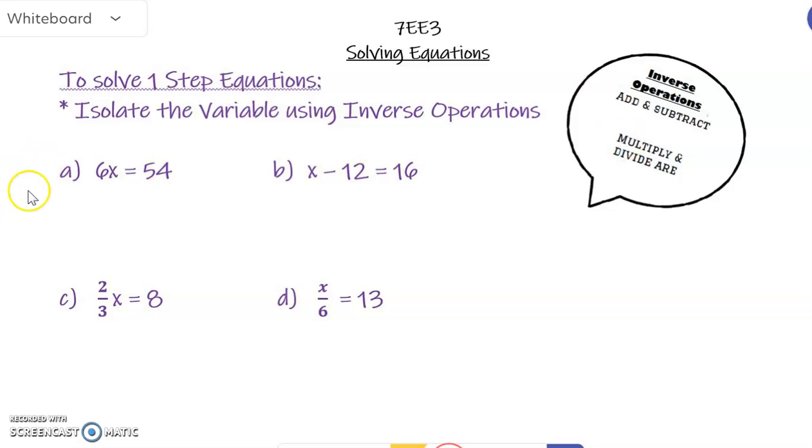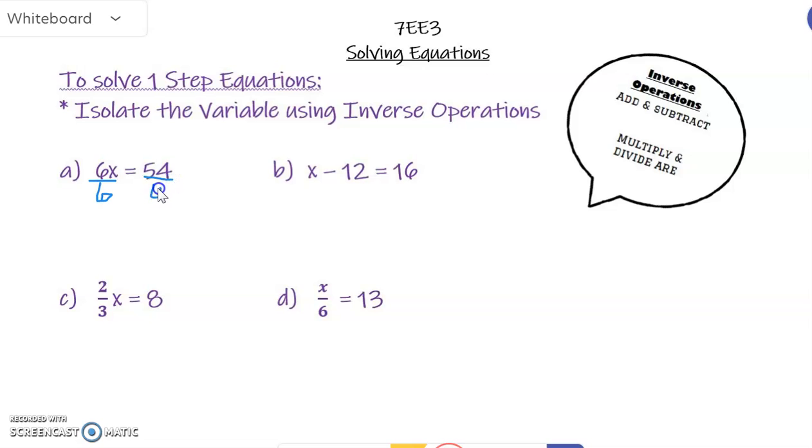So if you take a look at this first equation, you will see 6x equals 54. So what is being done to x? Well, it's being multiplied by 6. So the inverse operation would be to divide by 6. I apologize for my writing. It's hard to do this on the computer.